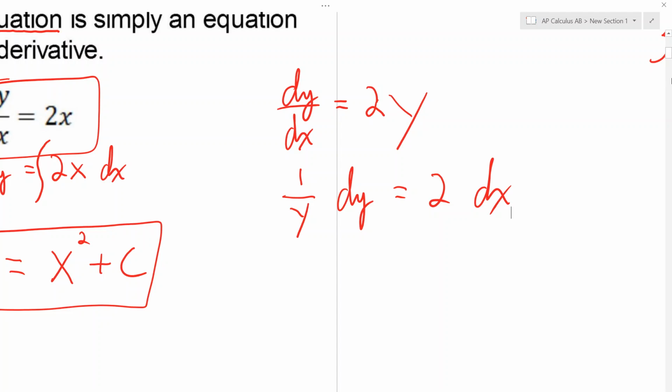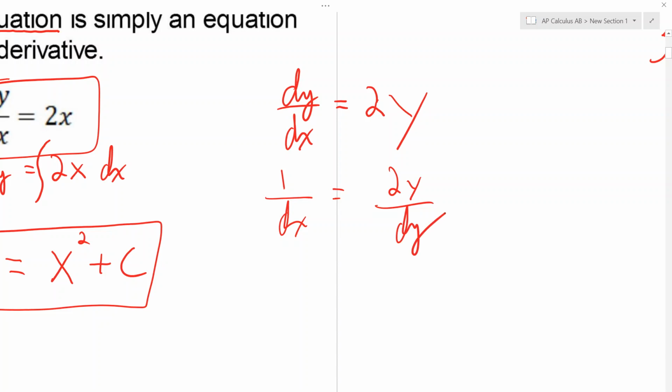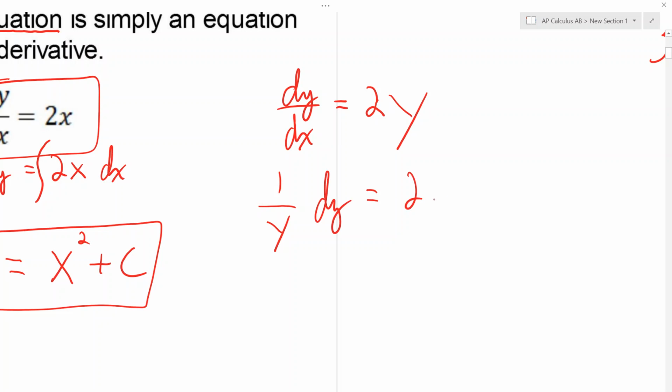So, like, you wouldn't do something like this. I don't know if you guys see this here. Like, you wouldn't make this, like, 1 over dx equals 2y over dy. It doesn't make any sense. Okay? We have to have times dy at the end. So while that's correct, I can't integrate that the way it is. All right? So we want this. And now we're just going to integrate both sides.